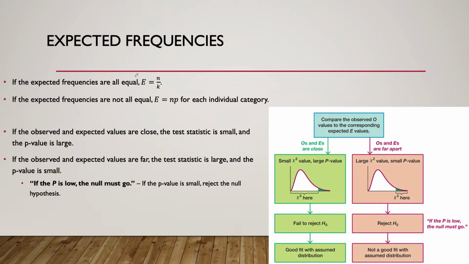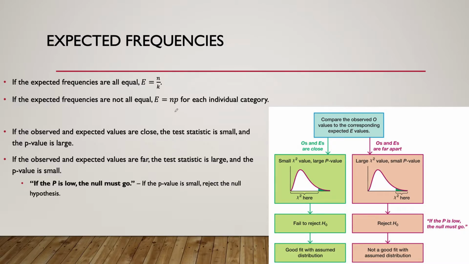If the expected frequencies are all equal, the expected frequency will be the sample size divided by the number of categories, so n divided by k. If the expected frequencies are not all equal, E is equal to n times p for each individual category. So the number of observations times the probability of each one.